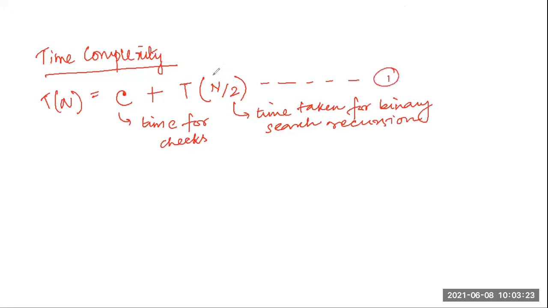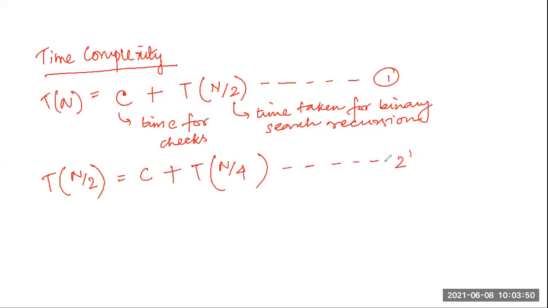So if in the first instance I take the time T of n by 2, then for the second instance, if I now have n by 2 elements, how much time will I take? T of n/4, right? We will substitute. Suppose this is my equation number 2.